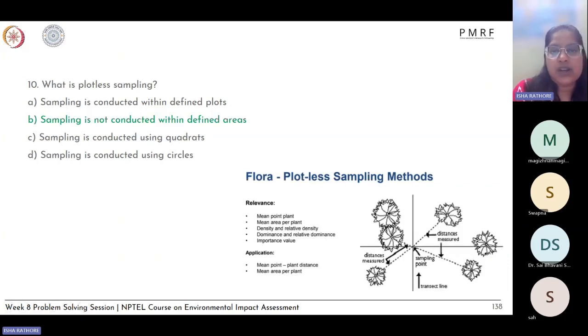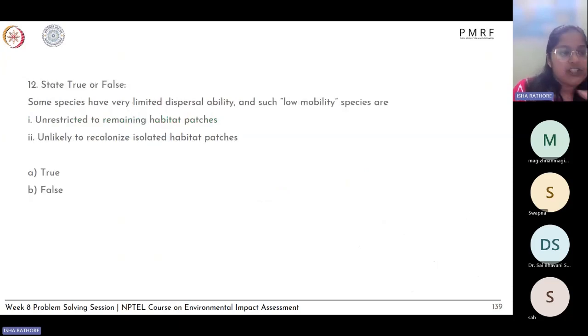That is, sampling is not conducted within defined areas, and it is rather conducted based on the point distance from a specific point. So you get the mean point distance and the mean area per plant. As the name itself suggests, plotless sampling is not conducted within defined areas. So B is the correct answer. Okay, moving on to the next question. State true or false. Some species have very limited dispersal ability, and such low mobility species are restricted to remaining habitat patches and unlikely to recolonize isolated habitat patches. Is the statement true or false?